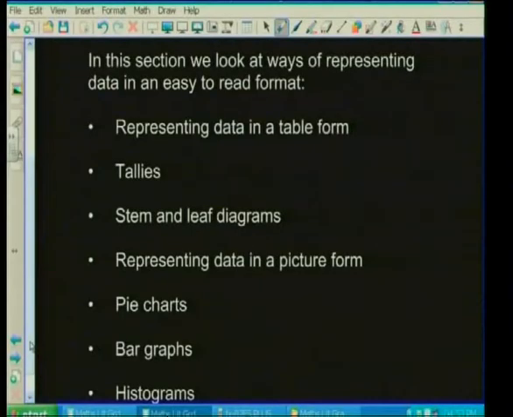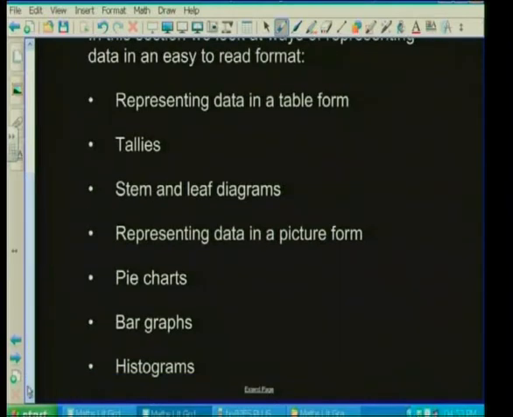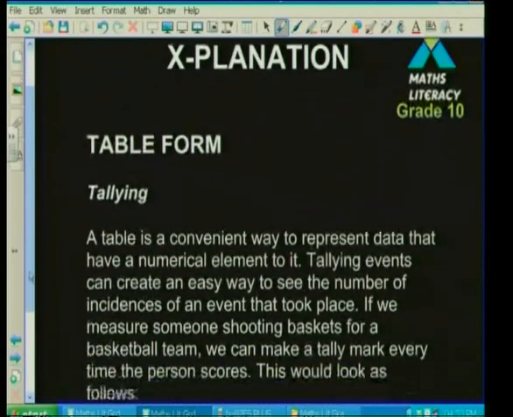So we're looking at representing data. And in this section, we're going to look at ways of representing data in an easy to read format. We're going to be looking at representing data in a table form. We're going to look at this thing called tallies. We're going to look at stem and leaf diagrams, representing data in a picture form, looking at pie charts, bar graphs, and finally looking at histograms. So without any further ado, let's get going.